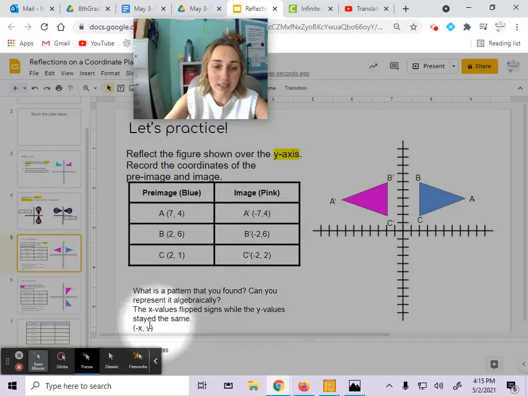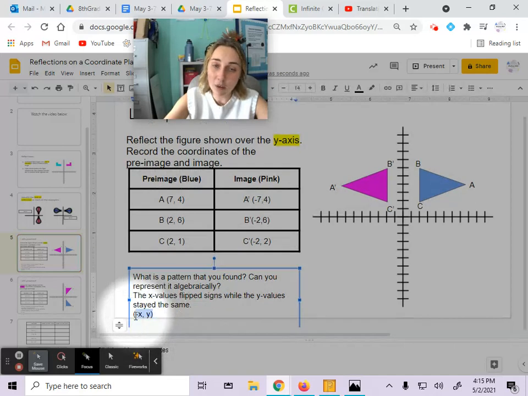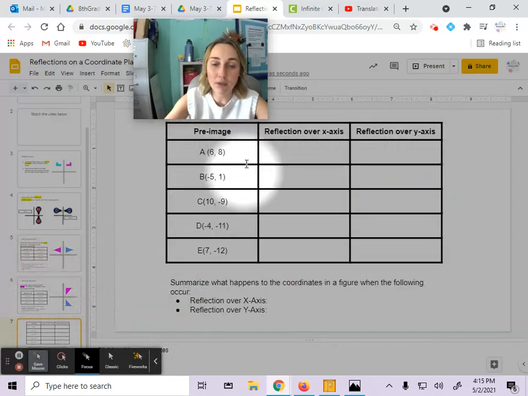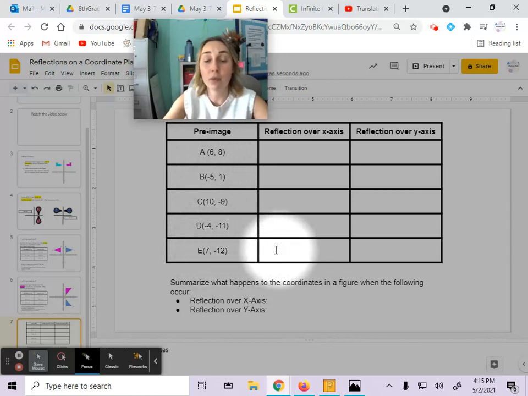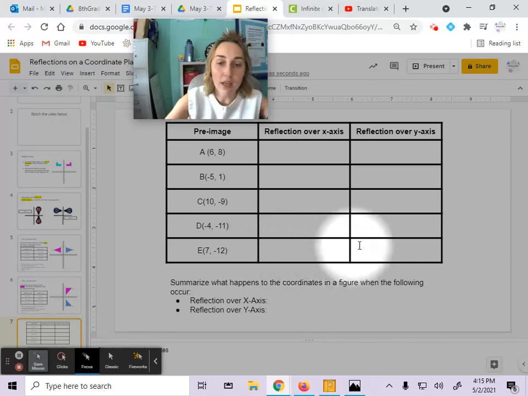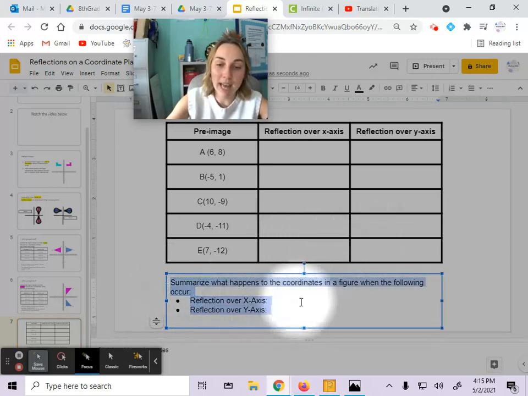Again, we proved this. For the y-axis, the x is going to flip and the y is going to stay the same. So what you're going to do is, here are your pre-images. You're going to tell me what the coordinate would be if it reflected over the x-axis, and then you have to tell me what the coordinate would be when reflected over the y-axis, and then I want you to summarize what happens to the coordinates when that happens.